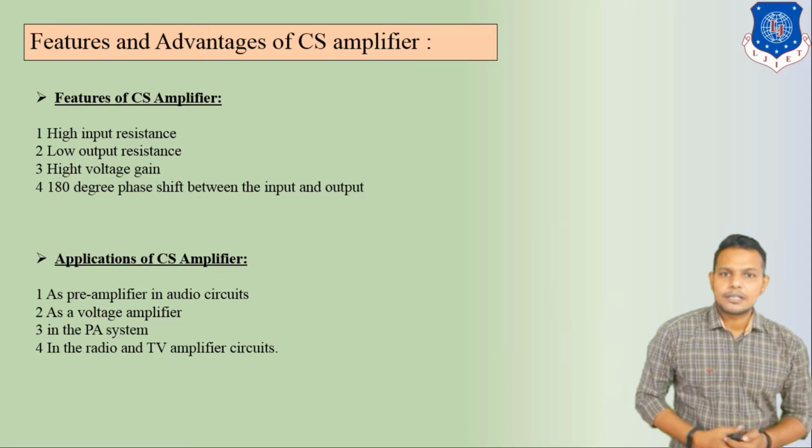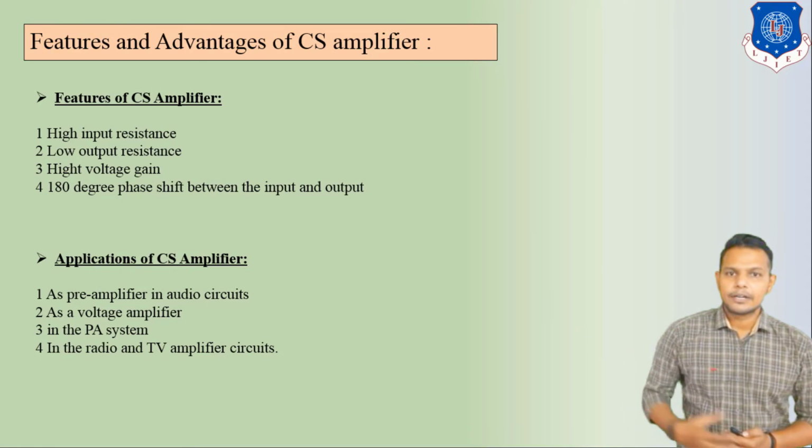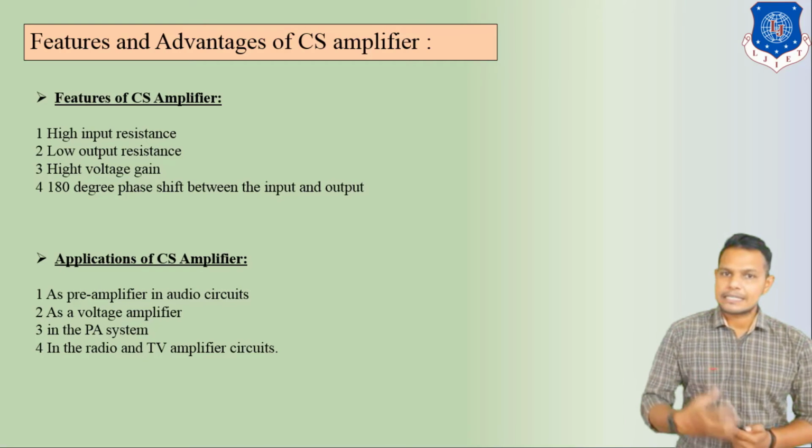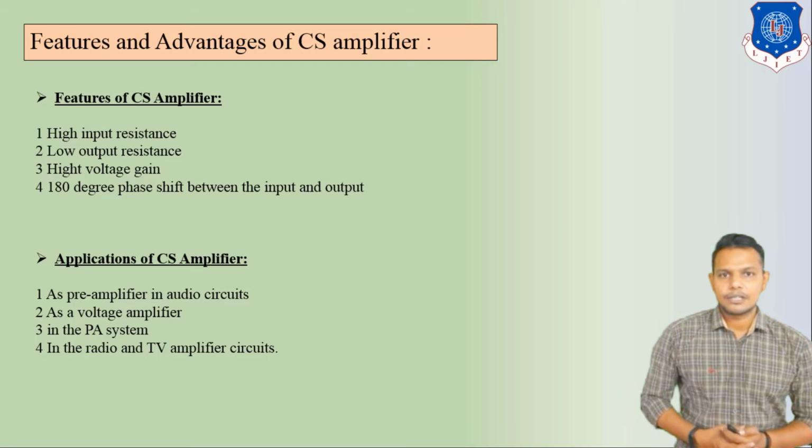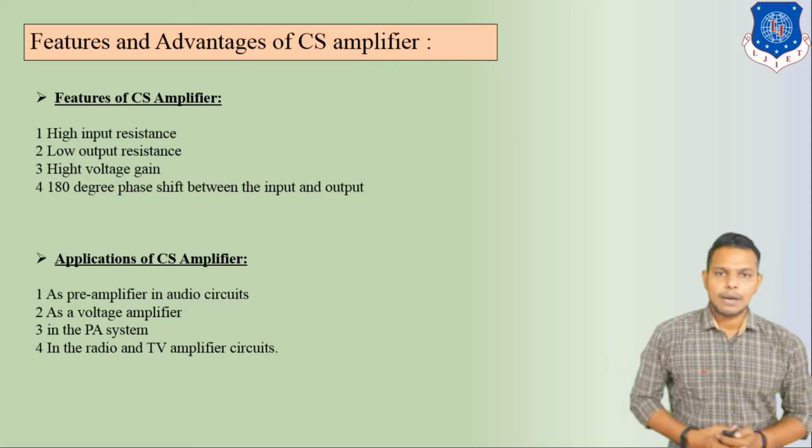Now its applications: number 1, preamplifier in audio circuit, number 2, as a voltage amplifier, number 3, in a PA system, and number 4, in the radio and TV amplifier circuits. We are going to use CS amplifier with voltage divider bias.